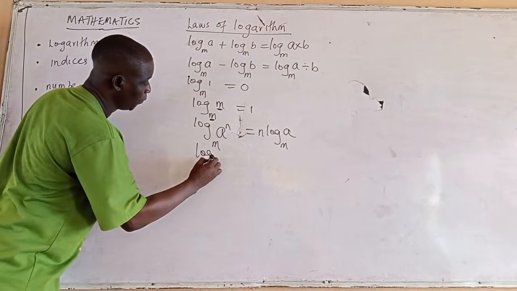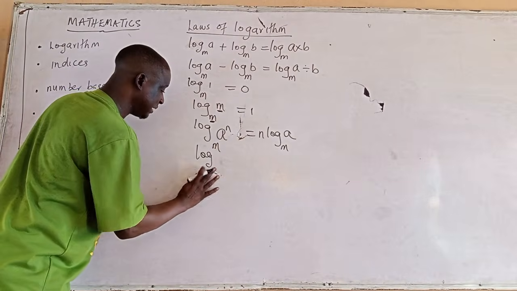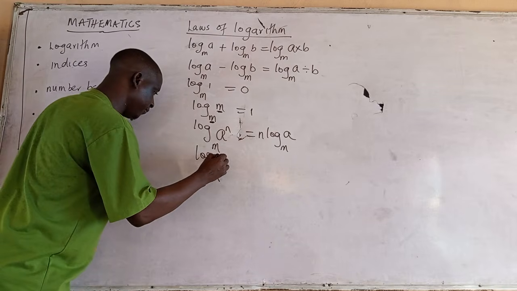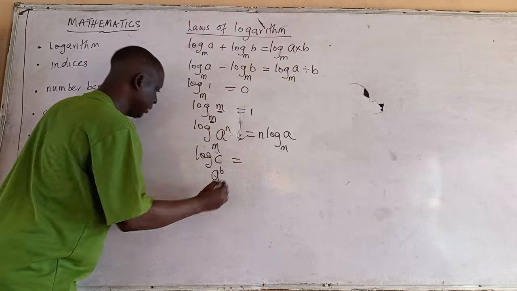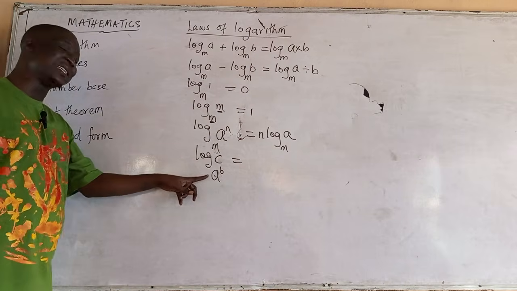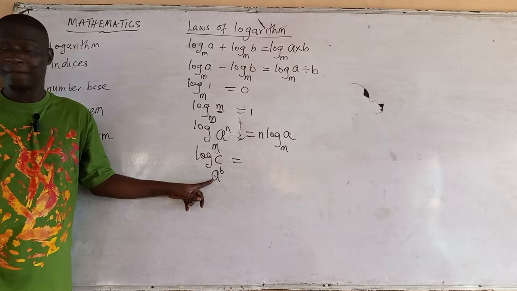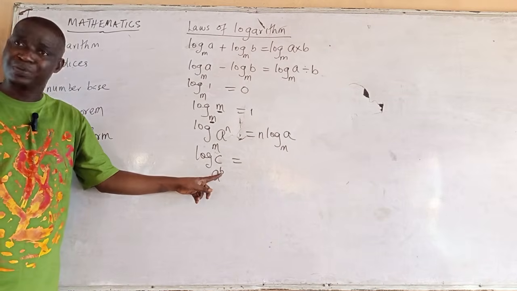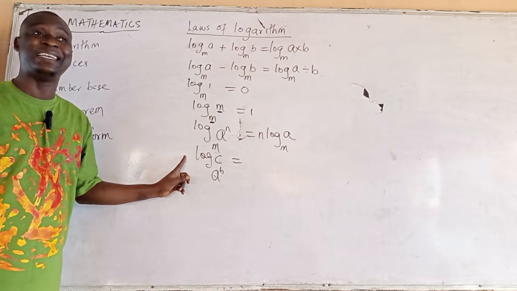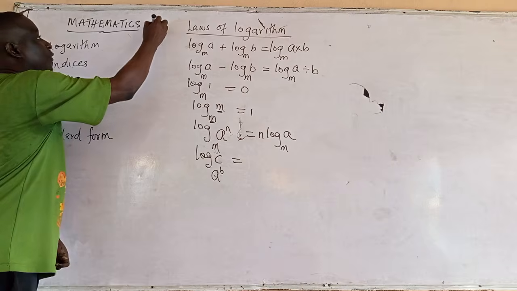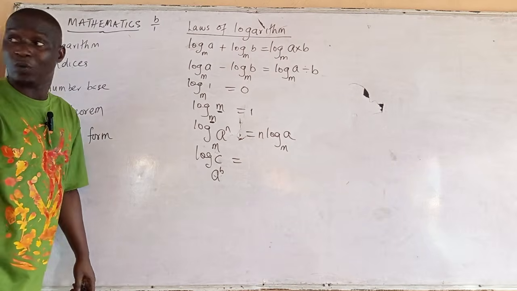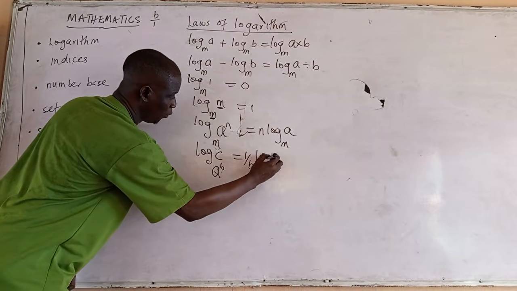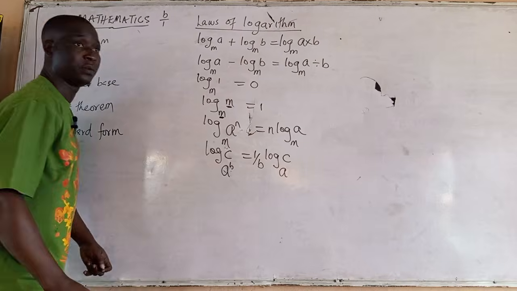Now, log to base, let's say, a raised by b and to the power of c, for example. Do you see that the base here is carrying an exponent? Now, if this b has to go to the back, it will go as an inverse. The inverse of b over 1 is 1 over b. So 1 over b log to base a to the power of c.